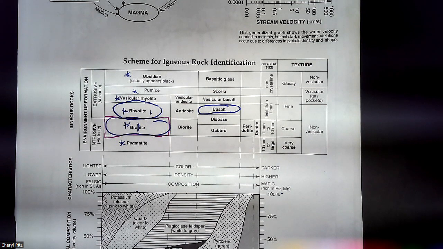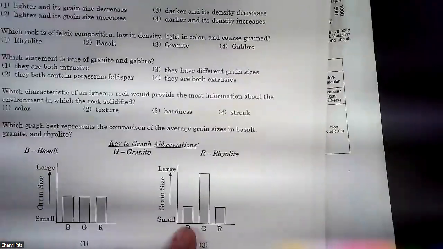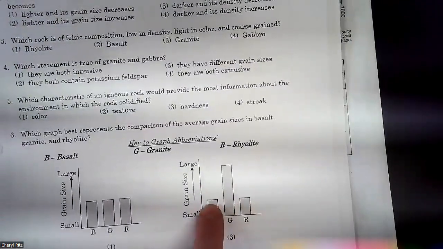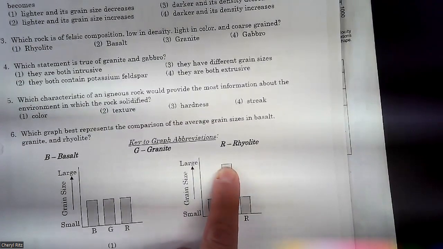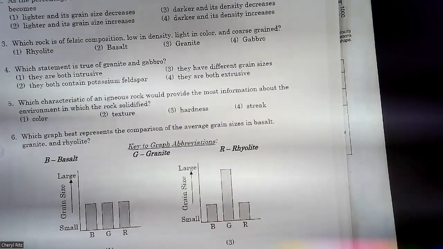Number 6. First of all, how many of you skipped number 6? I had a lot of people tell me second period, I didn't know that was a question. And they violated my number 1 rule of earth science by not reading all the words. Which graph represents a comparison of the average grain size of basalt, granite, and rhyolite? Let's see a show of fingers for this one. What'd you guys pick? All right, looking pretty good. Everybody's picked the right answer. That basalt and rhyolite are the same, while granite is a lot bigger. Perfect. That's excellent.